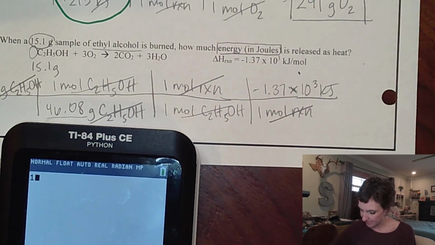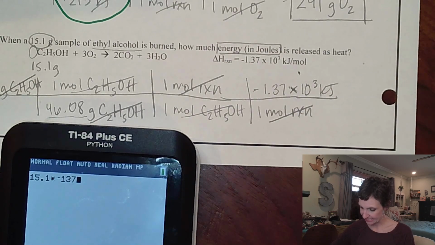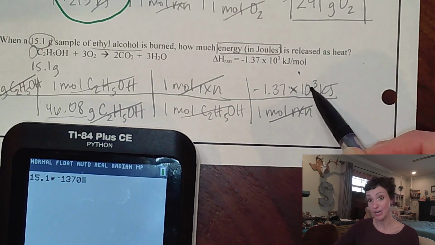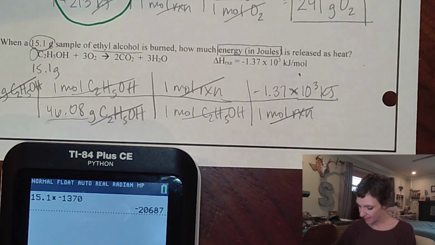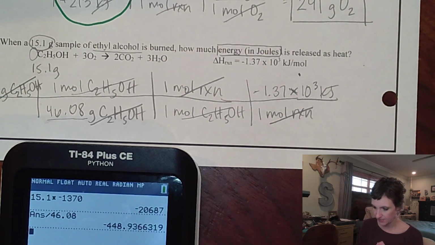Okay, so I have 15.1 times negative, we can just write that as 1,370 because times 10 to the 3rd is that many places that way. If you want, you can write it in scientific notation or type it in scientific notation in your calculator. It is up to you. You can choose your own adventure. Okay, and then I'm going to divide that by 46.08, right? Okay, so that is my answer for this.